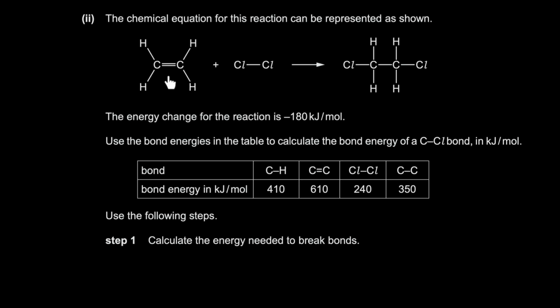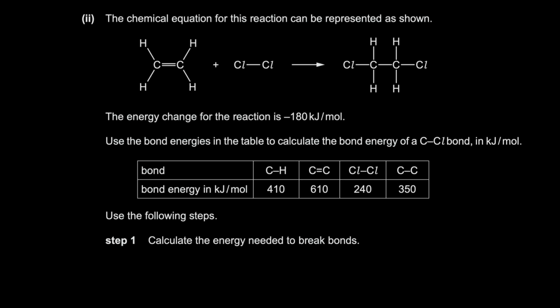And if a molecule's bonds aren't shown, you'll have to figure them out. But those sort of molecules will be a little simpler, right? Not crazy molecules like this. Anyway, C2H4 is reacting with chlorine, which is Cl2, forming this monstrosity. And they're saying the energy change for this reaction is negative 180 kilojoules per mole.